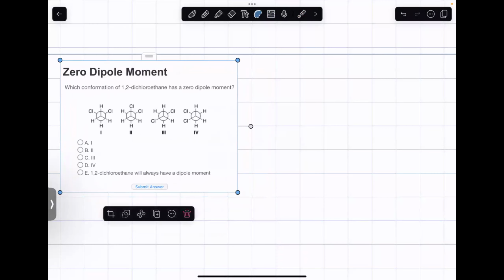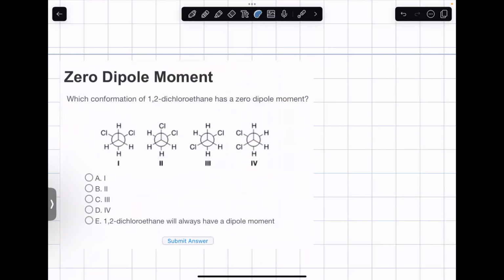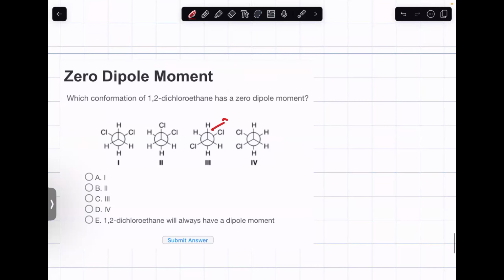Okay, zero dipole moment. Which of these conformations have zero dipole moment? Or in other words, all the dipole moments cancel out to a net zero dipole moment. 3. Yeah, 3, because the electronegative atoms here, they would cancel each other out. Right, 4, they would add. So nope. 2, they would add. Nope. 1, they would add. Nope. So 3. Nice.